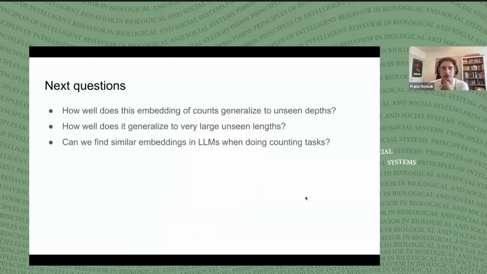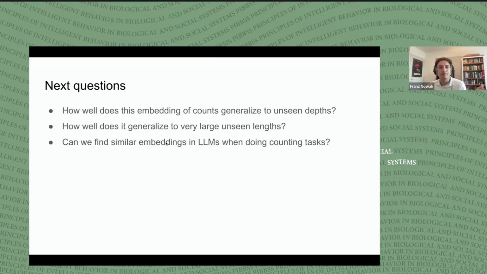So now the question is, does this way of embedding counts help transformers to generalize, which it seems to do, but we want to look more into how the activations look for sequence lengths that haven't been seen and nesting depths that haven't been seen, and then make these really, really large. So these are the next experiments we want to run.